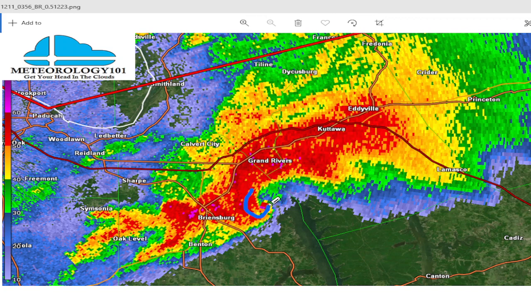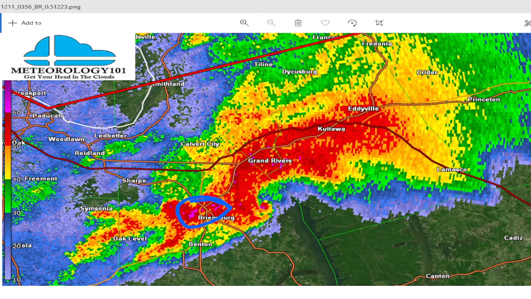All right, there's your hook echo right there. Now, if you look back behind that, it looks like another one forming, and then possibly even another one. But that one, I don't think it did anything. This one actually, I think there were 2 tornadoes on the ground at one time. Look right there in that area.